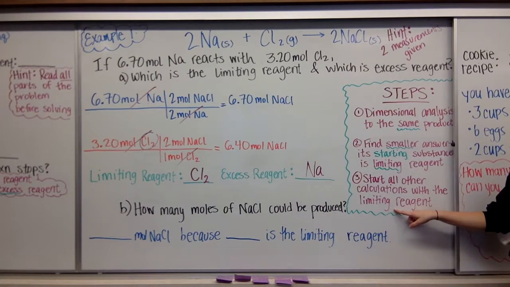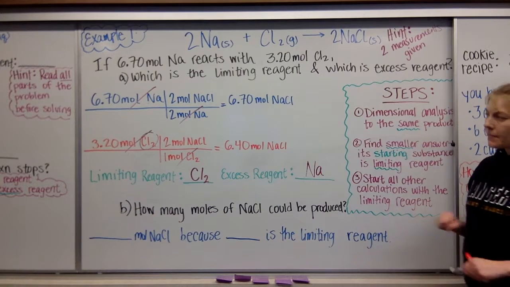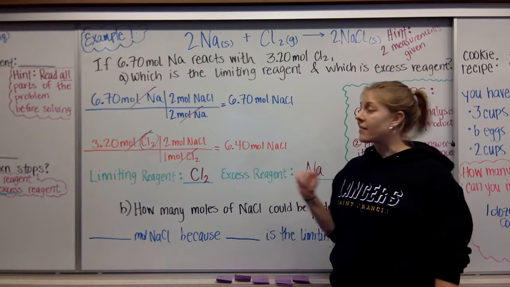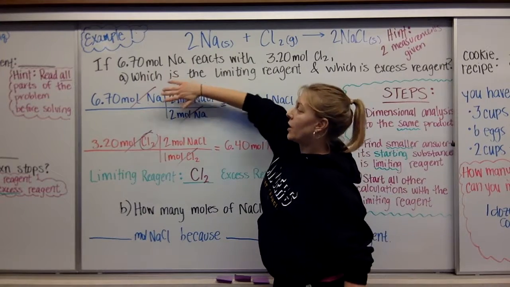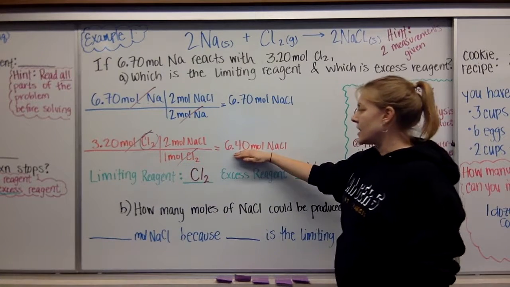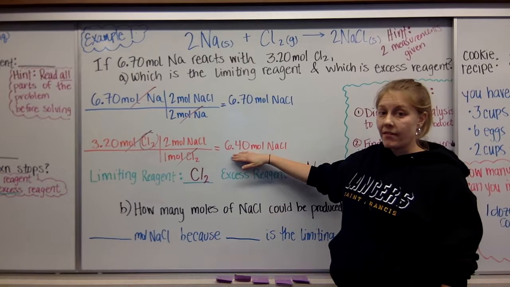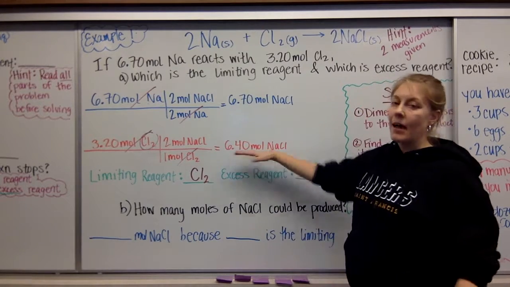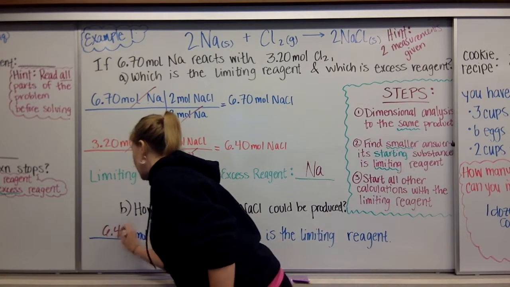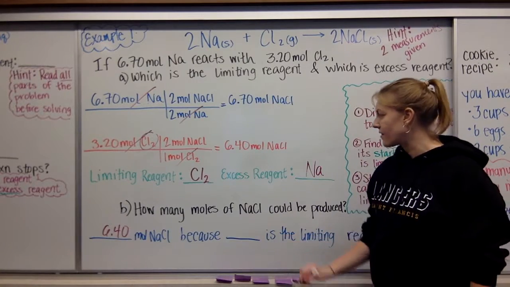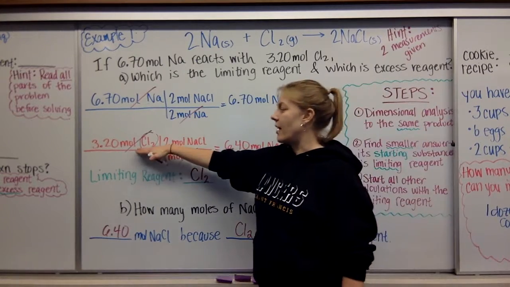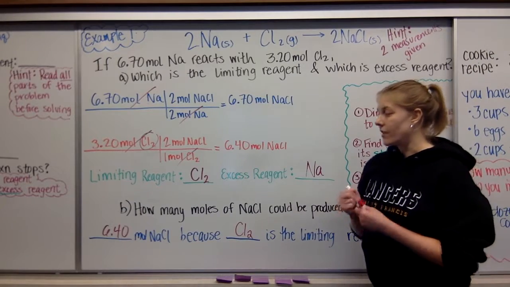Well, step 3. Start all other calculations with the limiting reagent. That means, once we know which one is limiting, we are going to ignore entirely our excess reagent, okay? Na is our excess. We're going to ignore this. We're looking at Cl2. If we have this much of our limiting reagent, this is the amount of NaCl that we're going to actually produce, okay? Because once the Cl2 runs out, this is how much NaCl is produced. So, how many moles of NaCl could be produced? 6.40 moles of NaCl, because Cl2 is the limiting reagent. Okay, that one gets used up first.